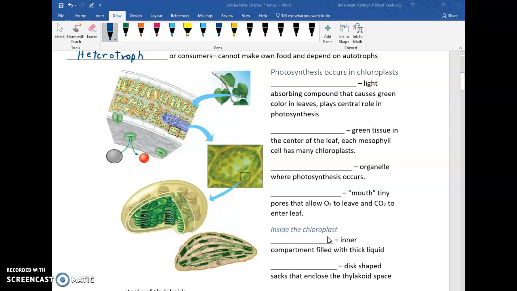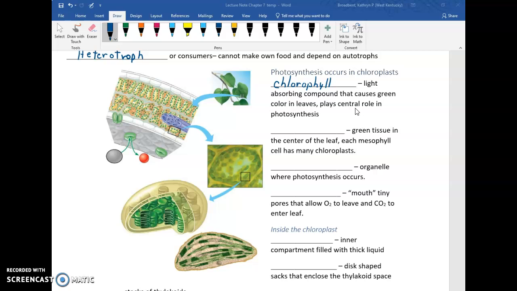Chlorophyll is the light-absorbing compound that causes the green color that we see in leaves. So it's going to play a very central role in photosynthesis. This is the pigment that's going to absorb the energy from the sun that will then be transmitted into chemical energy.